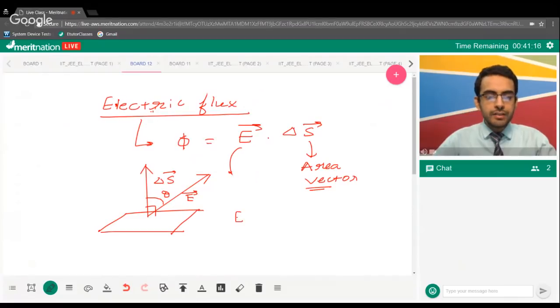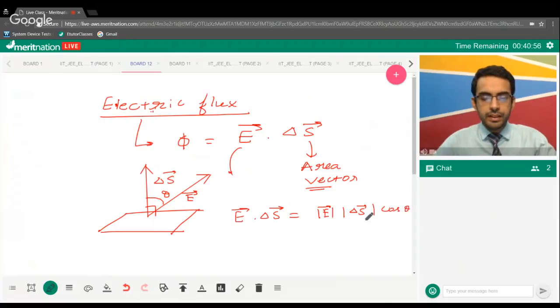In this case, E dot delta S, where the area of this surface is delta S, is equal to the magnitude of E times delta S times cos of theta. This is actually the electric flux.